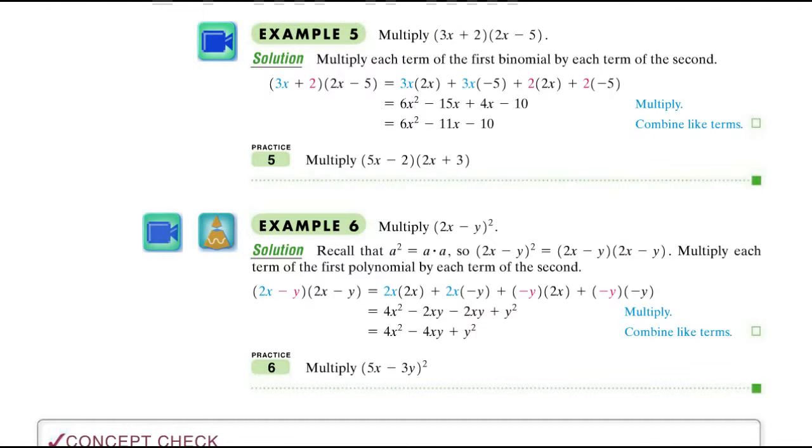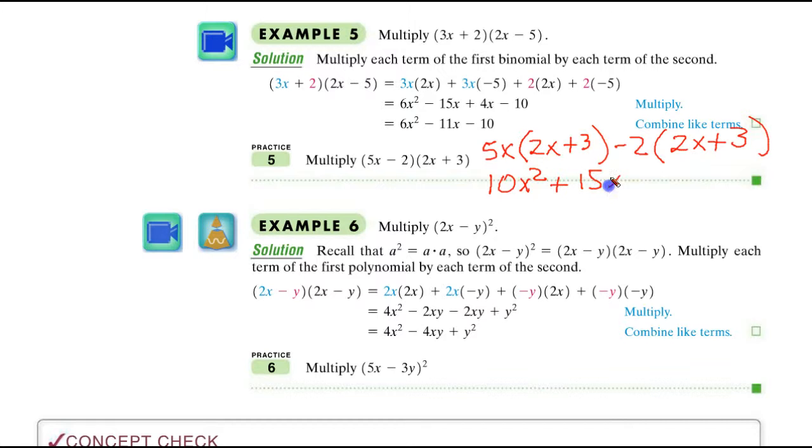So setting up the practice, it will be 5x times this. Then it will be the negative 2 times this. Then you'll be distributing. This will be 10x squared plus 15x minus 4x minus 6. And these are your like terms. This will give you a plus 11x and then minus 6. And we usually leave it in descending powers.